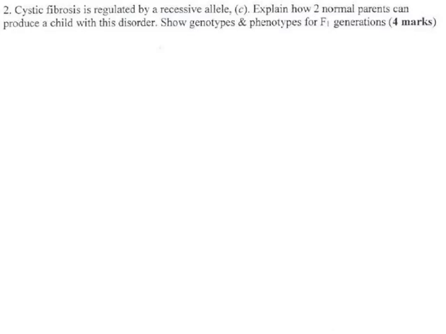Okay, another Punnett square problem. Cystic fibrosis, a life-shortening disease, is regulated by a recessive allele c. So what that means is we have capital C is the normal case, no cystic fibrosis. Many people are this. Lowercase c is the allele for cystic fibrosis.